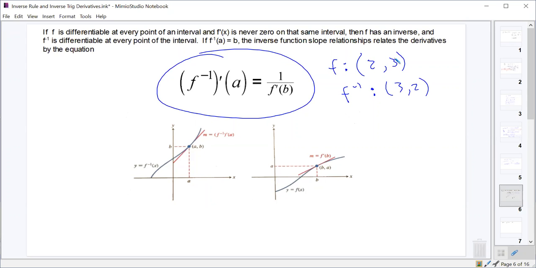And why is that the case? Well, that's because it's always a reflection over the line y equals x. So we can exchange the x and the y values on the point because we're reflecting it over the line y equals x, right? It's always a reflection over that. What's something else we know about inverse functions?